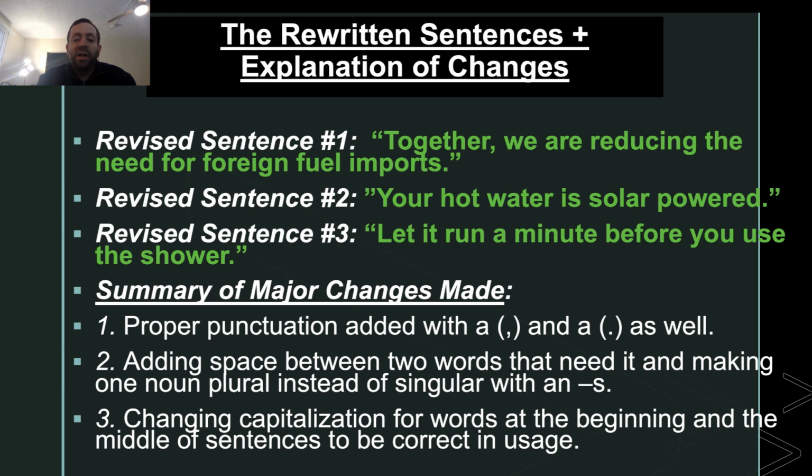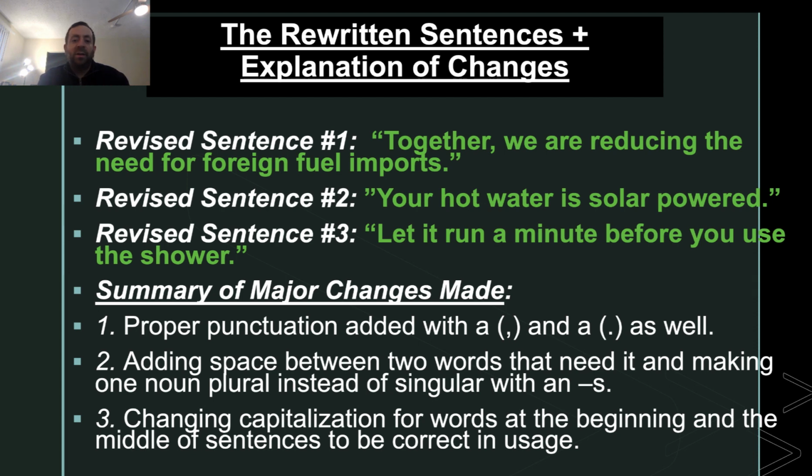And then lastly, third, we're changing the capitalization for words at the beginning and the middle of sentences to be correct in usage. So "let" becomes capitalized, and then "hot" and "water," we stop making them capitalized as it was in the notice. So we made L in "let" capitalized, and then we stopped capitalizing "hot" and "water," and we made them undercase or lowercase. So those are the 3 major changes, but in total it's 6 total changes, but the 3 major changes are punctuation, spacing, making the noun plural, and then capitalization.